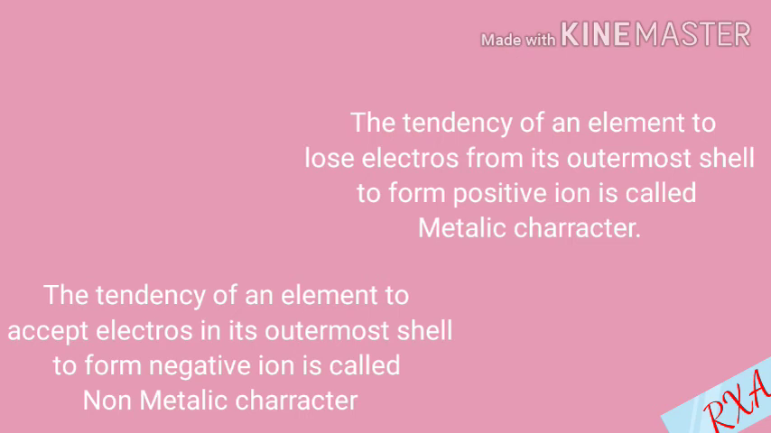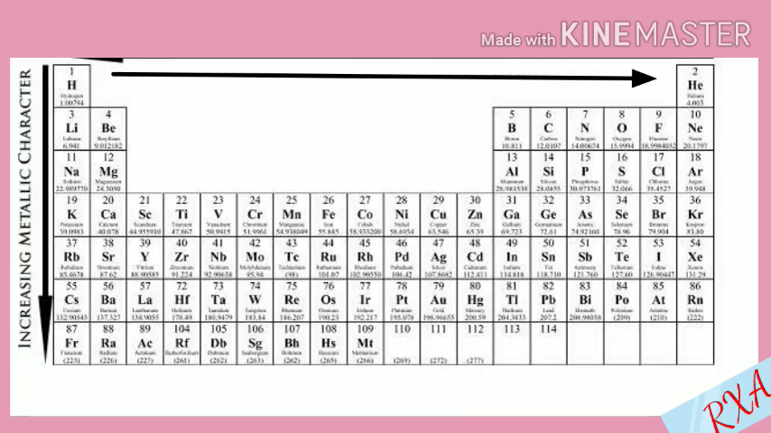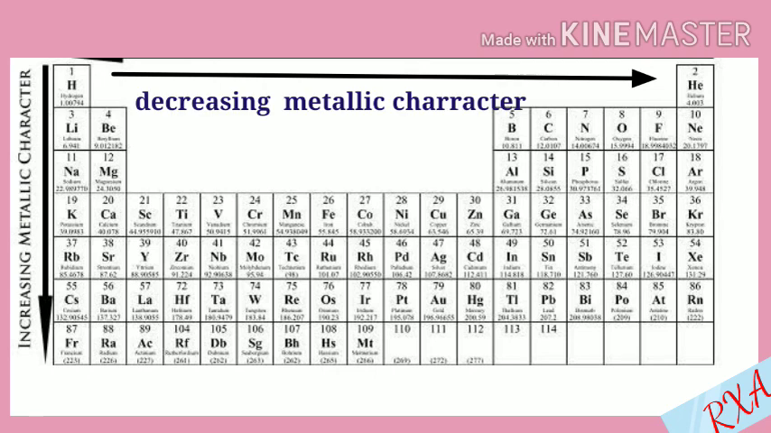In a period, as atomic number increases from left to right and atomic size decreases, it is difficult to remove valence electrons, hence electronegativity and non-metallic character increases. In a group, as atomic number increases from top to bottom and atomic size increases, it is easy to remove valence electrons, hence electropositivity and metallic character increases.